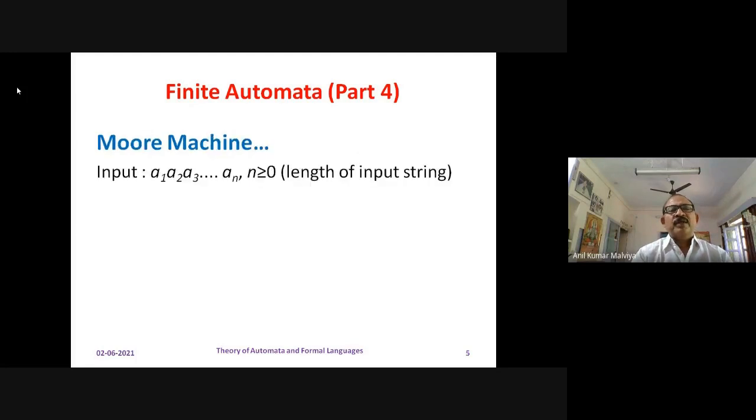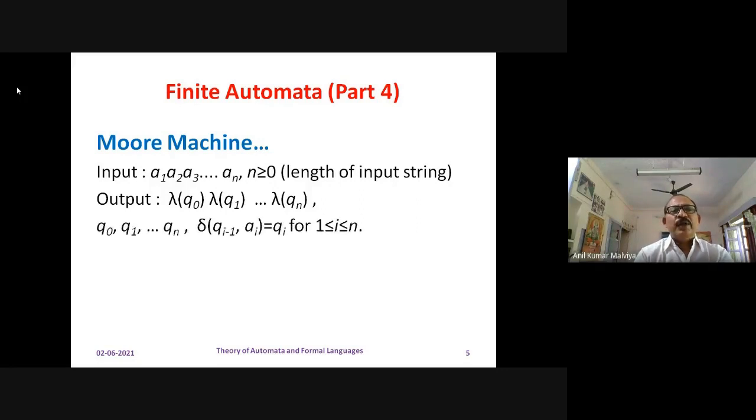Now, when we feed an input, for example, A1, A2, A3 to An, an input word to the machine, the machine gives the output lambda Q0, lambda Q1 to lambda Qn, where Q0, Q1 to Qn is a sequence of states such that delta of Qi minus 1 comma Ai is equal to Qi, where i varies from 1 to n.